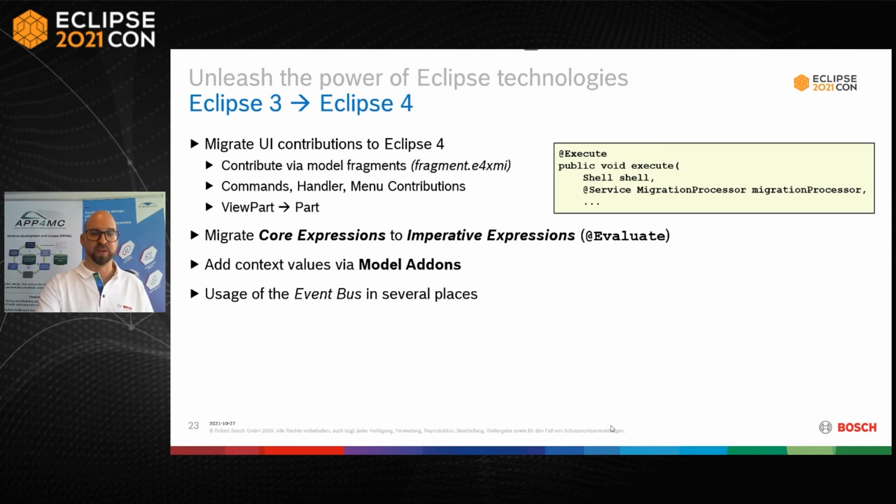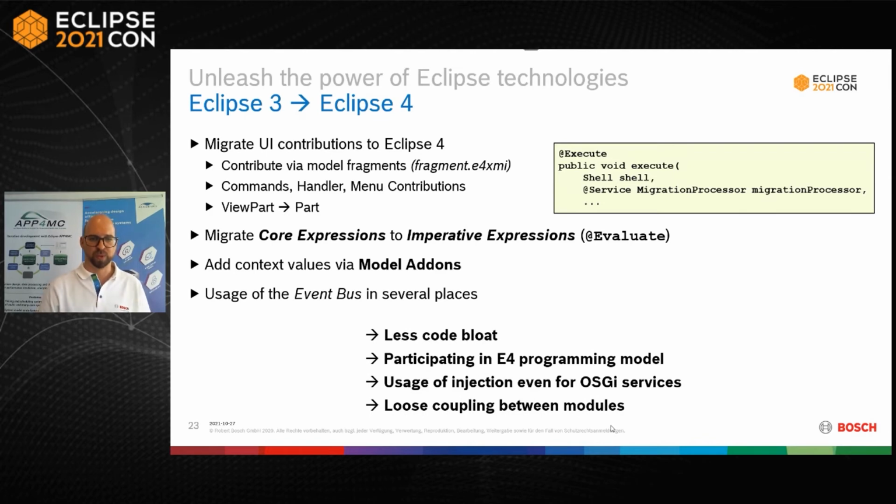We also use the event bus in several places, which is also a core feature in Eclipse 4. What we achieved with this is we reduced the code bloat. We now participate in the E4 programming model with the injections. We use injections even for OSGi services, which is a big benefit when you move to OSGi services. And we have a loose coupling between modules. So the migration is now not tightly coupled to the platform anymore.